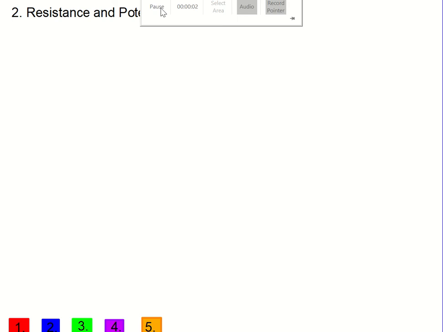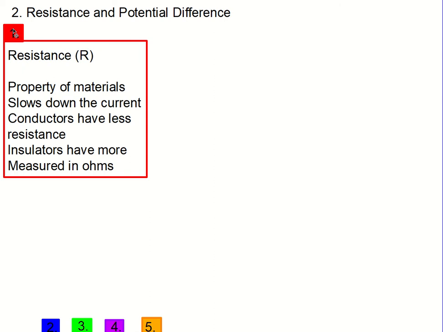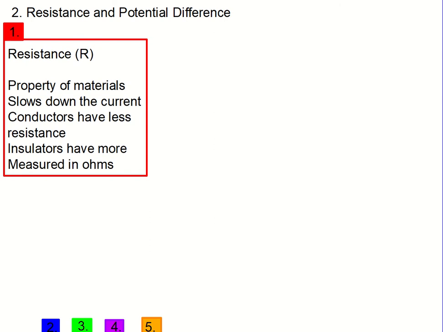Hi all, and welcome to the second video on this part of electricity where we'll be looking at potential difference and resistance. So jumping straight into it, the first thing we're going to look at is resistance. Resistance is a property of materials, so it's something that every material has in them. What it does is it slows down the movement of electrons. So every material, even metals, will have resistance. They have something there that will slow down those electrons.